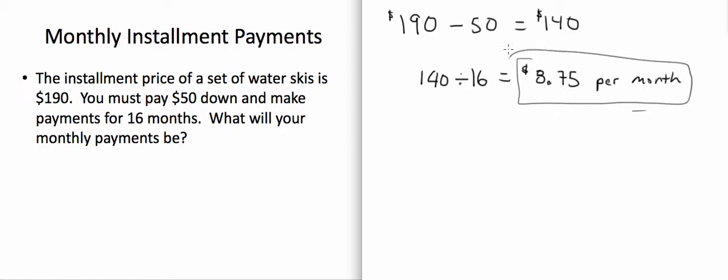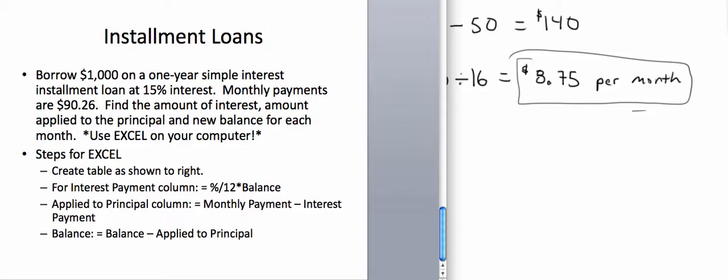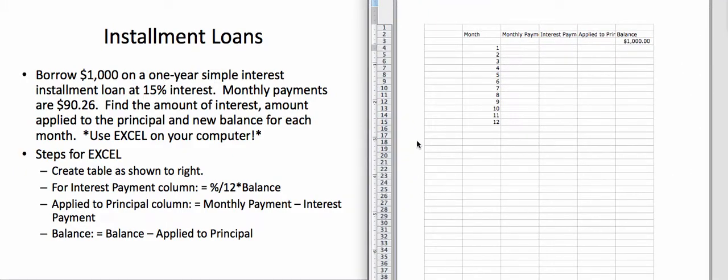Okay, now this next set of problems we're going to use Excel for. This is what happens with installment loans, where you borrow money over a simple interest payment. It gives you the amount of your monthly payments, and they'll ask you for the amount of interest that's paid, the amount that's applied to the principal, and the new balance for each month.